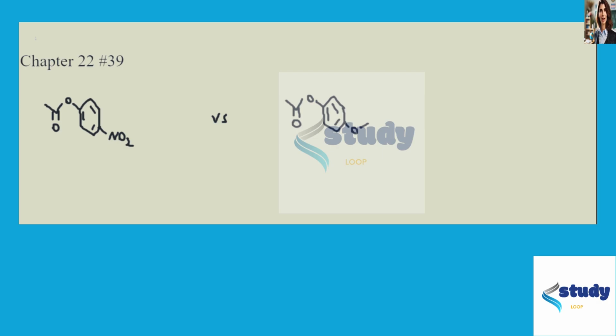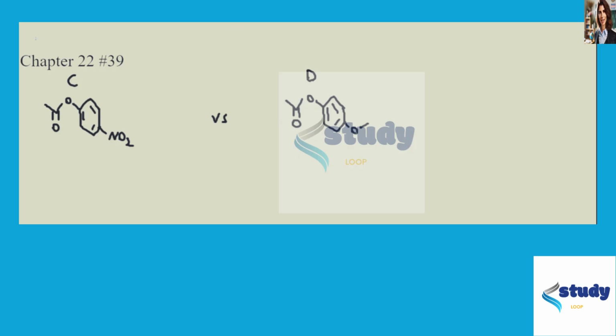This is the answer to Chapter 22, problem number 39 from the Smith Organic Chemistry textbook. This problem asks us which ester, C or D, is more reactive in nucleophilic acyl substitution, and we are asked to explain our reasoning. I didn't label them, and I probably should. So this is C on the left, and this is D on the right.